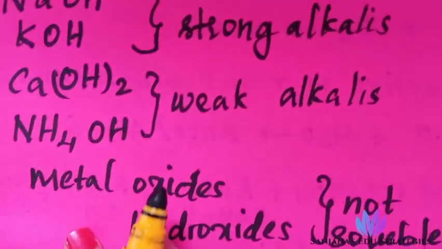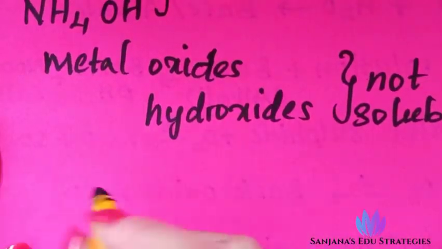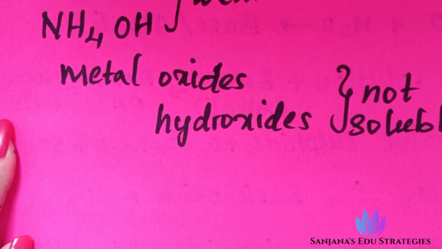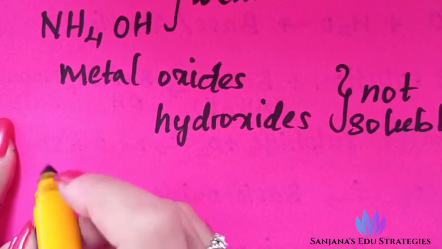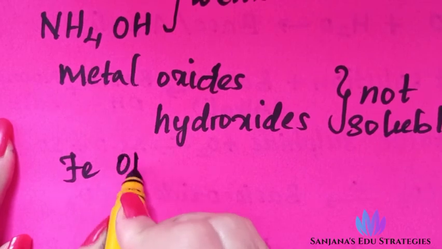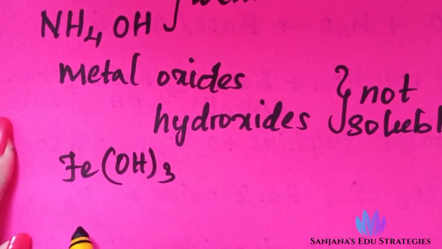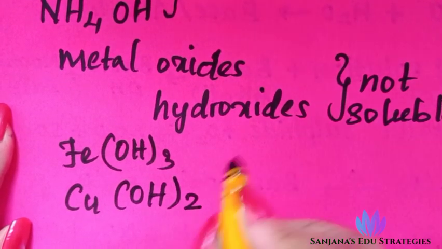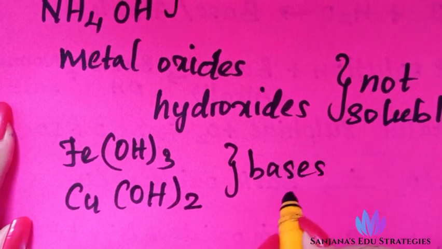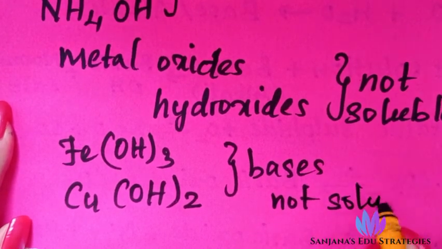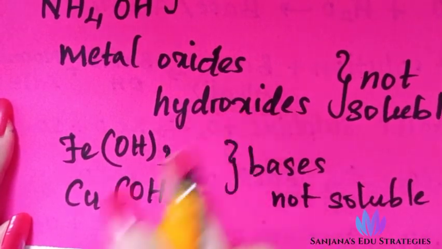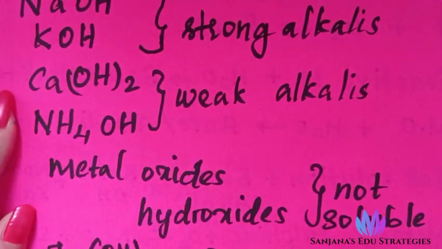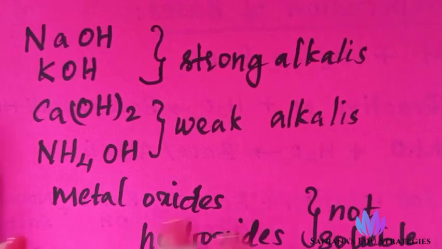Another important thing, it's an exception: I told you already, all bases are not alkalis and all alkalis are bases. An example is iron hydroxide or ferric hydroxide, and copper hydroxide or cupric hydroxide. They both are bases, but they are not soluble in water. I told you already, all metal hydroxides and oxides are not soluble in water except these four. Other than these four, all are not soluble. Only these four are soluble. That you have to keep in mind.